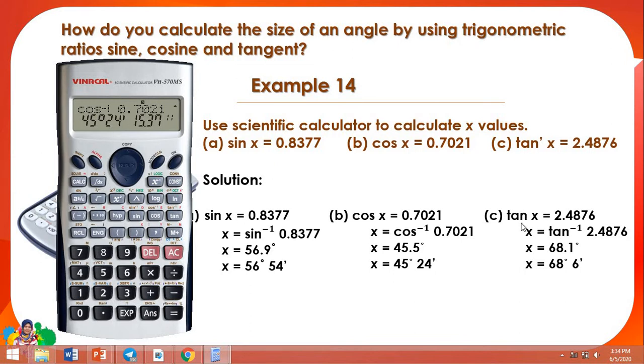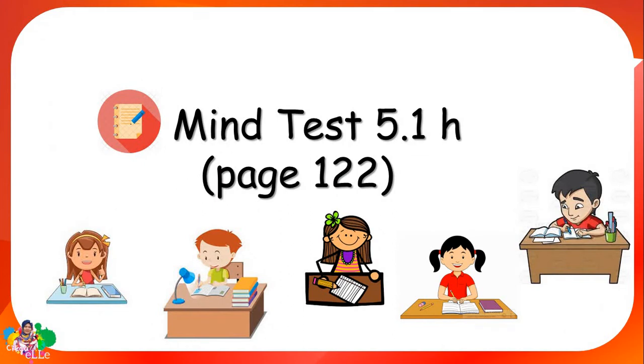Alright, next is tangent. Tangent x equals to 2.4876. You want to find the angle x, which equals inverse tangent 2.4876. So shift tangent 2.4876, press equal. The answer is 68.1 degrees, or in degrees and minutes, 68 degrees 6 minutes. So try to do Mind Test 5.1H on page 122 in your textbook.